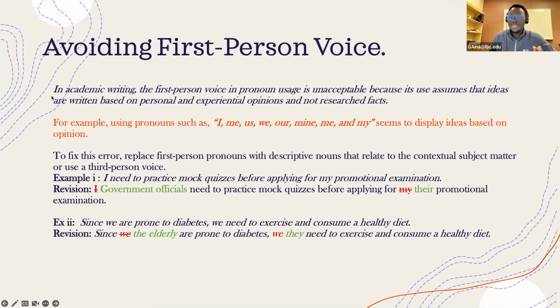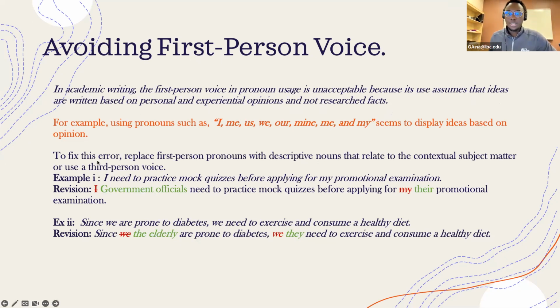Now, this is why. In academic writing, the first person voice in pronoun usage is unacceptable because its use assumes that ideas are written based on personal and experiential opinions and not researched facts. So basically, if you are using first person voice, your reader would assume that you are writing based on your own personal opinions and not facts or researched ideas, right? So just try to avoid those.